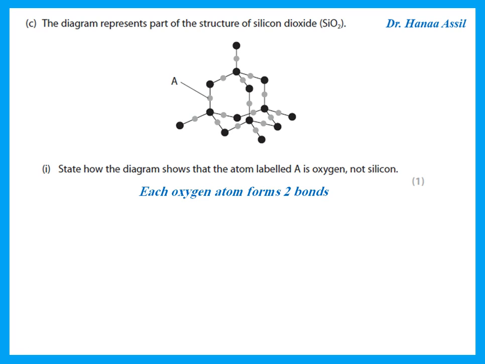But if you look at silicon in the periodic table, it's in group 4. Group 4 means it has 4 electrons and it needs 4 more. So it has to have 4 bonds. So the ones that have 4 bonds, these are silicon. Those dark balls are silicon because they're forming 4 bonds. The gray ones, like A, are oxygen because they're forming only 2 bonds.